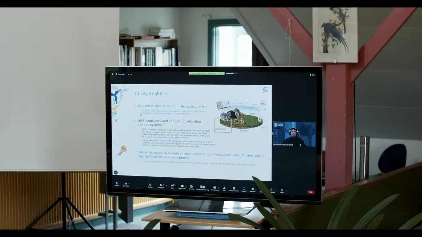Finally, we would probably need to push and promote stable programs of incentives, new paradigms to support the diffusion of small wind turbines, and particularly we would really try to convince to keep this program alive and stable for a sufficient number of years so that producers can really stay in the market.